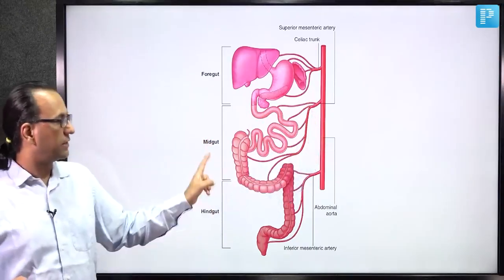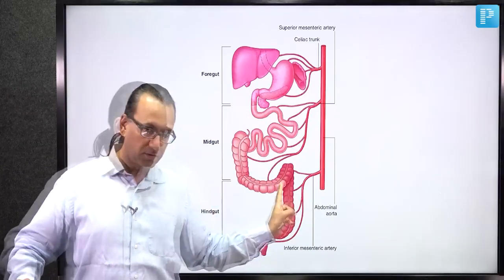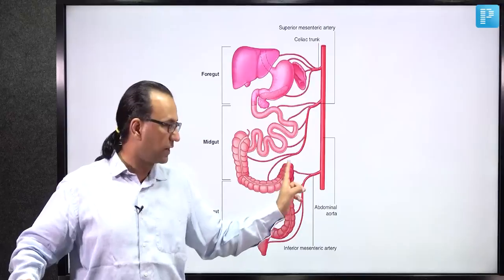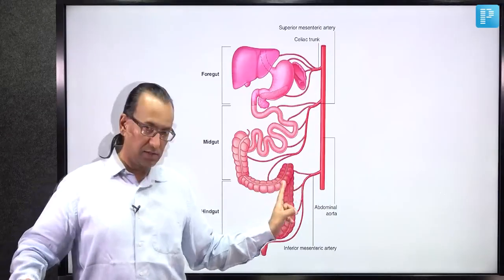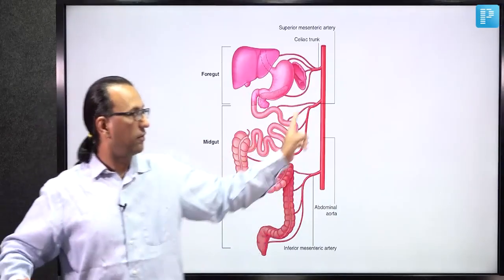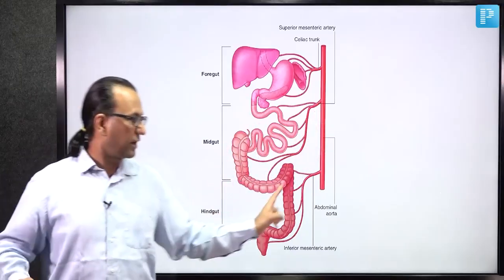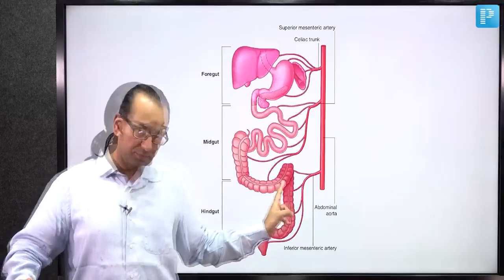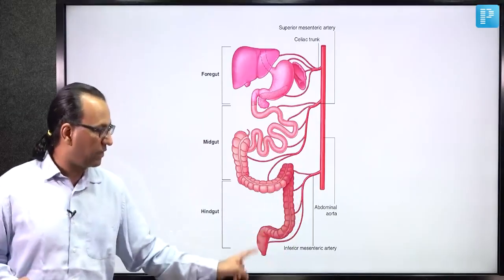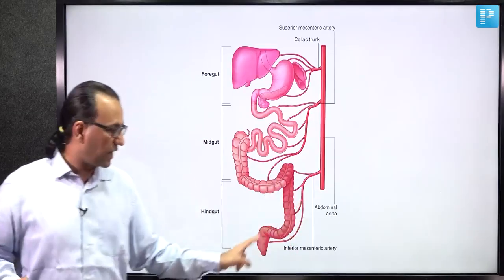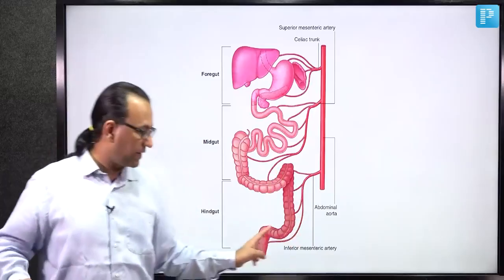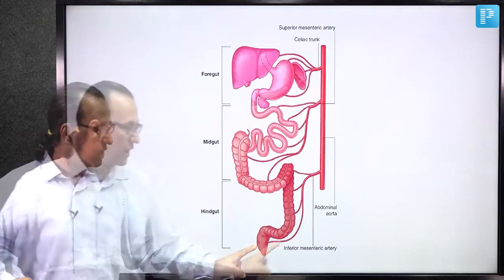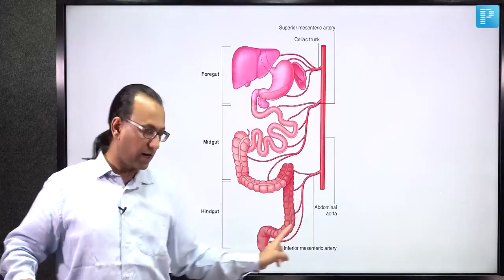The junction of the midgut and hindgut is on the transverse colon, at the junction of the right 2/3 of the transverse colon and the left 1/3 of the transverse colon, which is the splenic flexure, and that is the point till which the superior mesenteric artery will be supplying. Superior mesenteric artery supplies till the right 2/3 of transverse colon along with the vagus nerve. Vagus nerve supplies till the midgut. Then who is supplying the splenic flexure and rectum part of the hindgut? That will be the next set of nerves, the nervi erigentes. Nervi erigentes, along with the branches of the inferior mesenteric artery, will be supplying the hindgut, including the splenic flexure and the rectum part here.